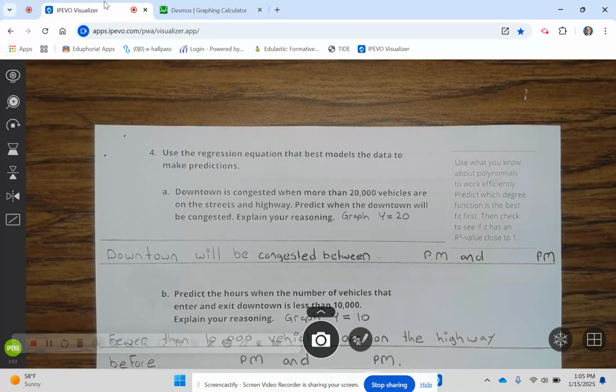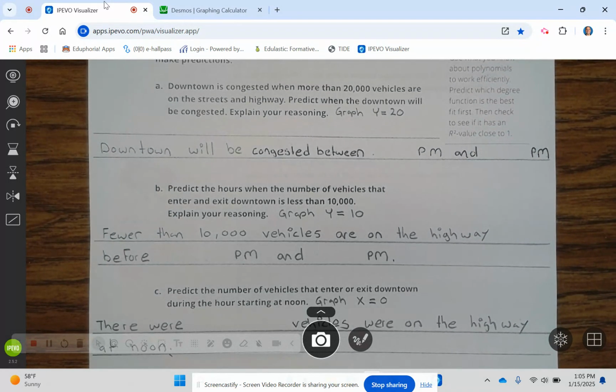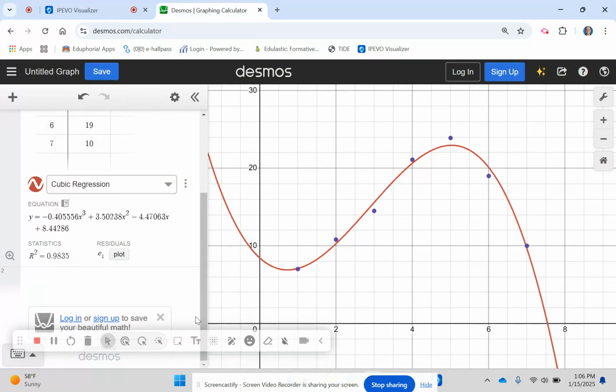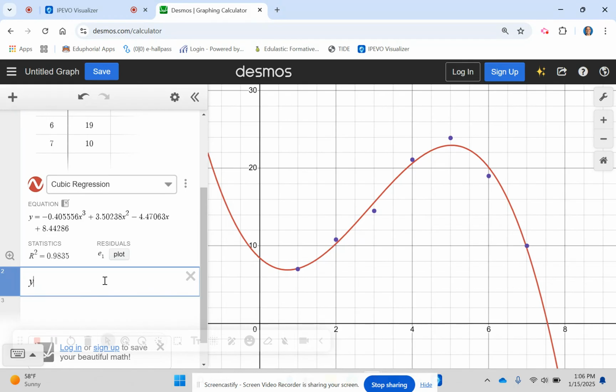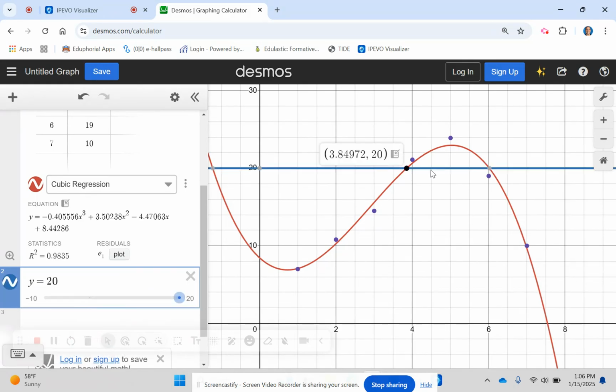4. Use a regression equation that best models the data to make a prediction. Downtown is congested when more than 20,000 vehicles are on the streets and highway. Predict when the downtown will be congested. Explain your reasoning. So to do that, we're going to graph y equals 20. So come down here. I graph y equals 20. And I'm looking at here and here.